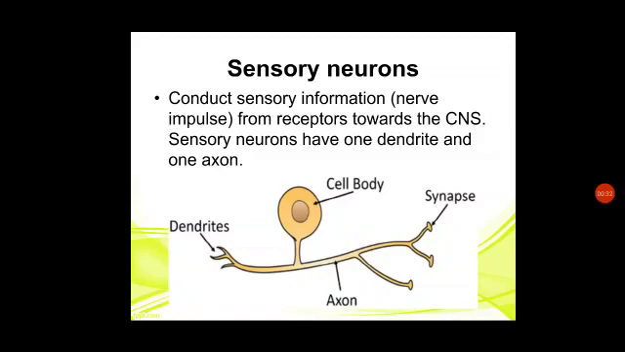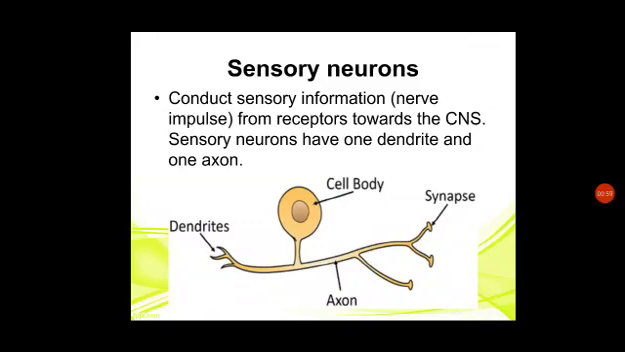First of all, we will discuss the sensory neurons. On the basis of the function, neurons are classified into 3 classes: sensory neurons, interneurons and motor neurons. Sensory neurons are those neurons which conduct the information from the receptors toward the central nervous system, and sensory neurons have one dendrite and one axon only.